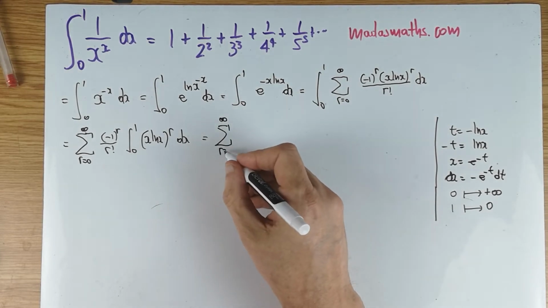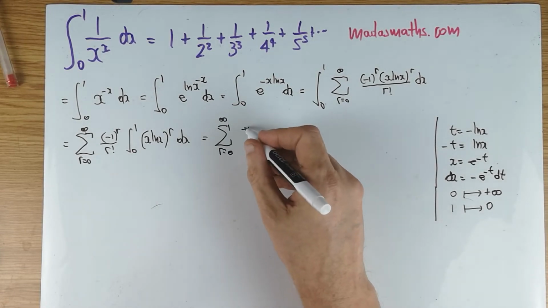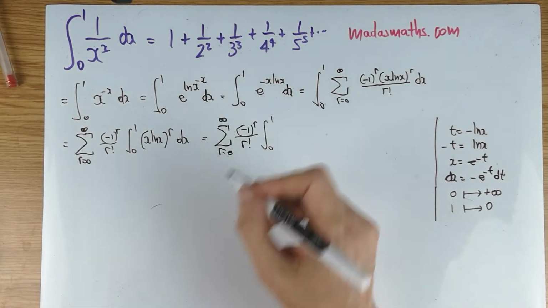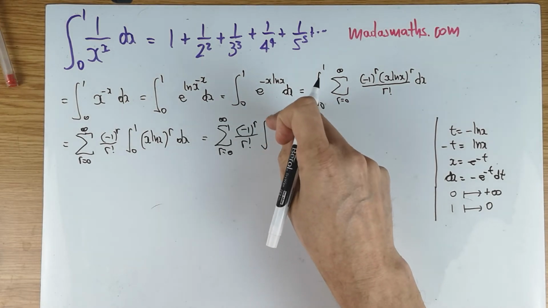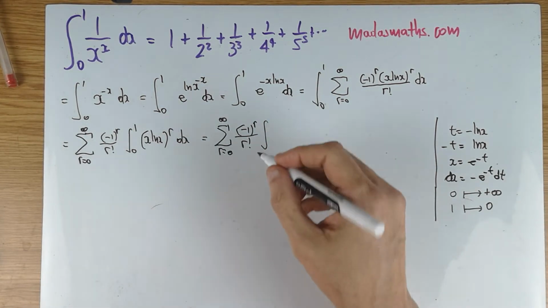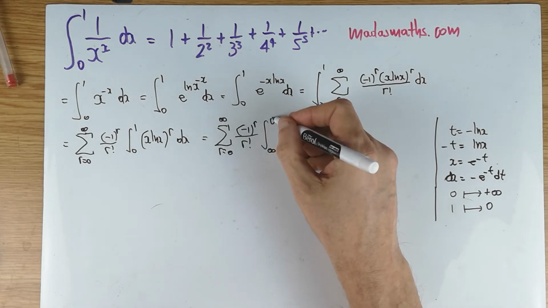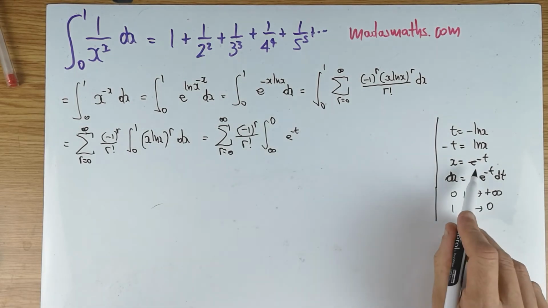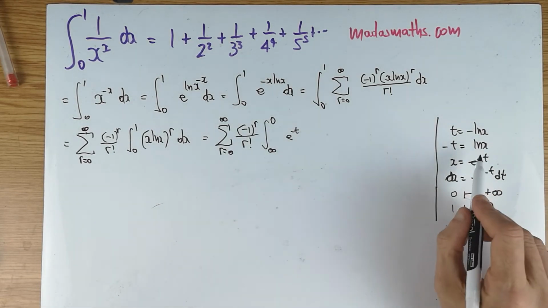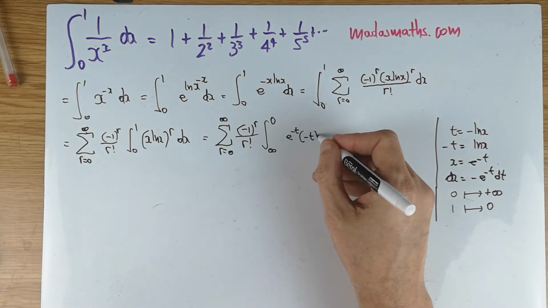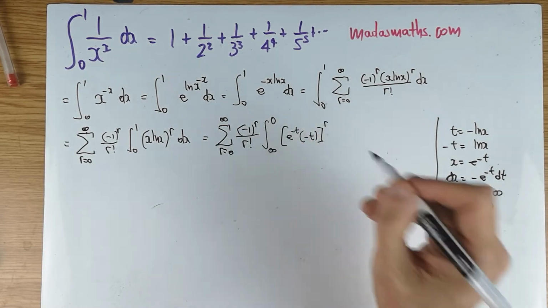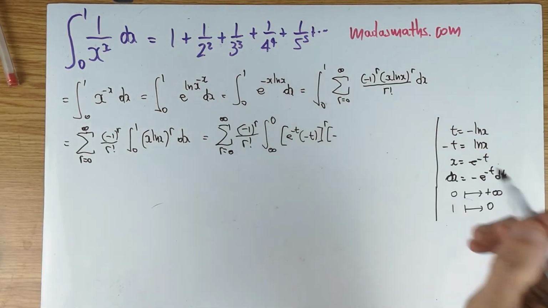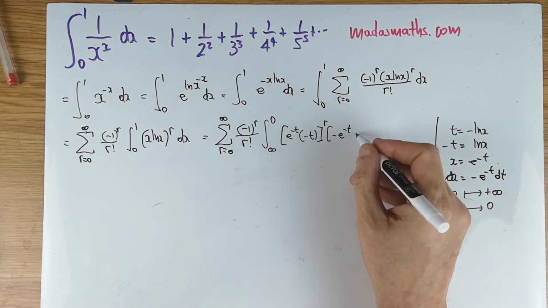This is just being copied: r factorial, and then the integral. The 0 goes to infinity, and this goes to 0. x is e to the minus t from here. Log of x is minus t, and all of this needs to go to the power of r, and the dx is another minus e to the minus t dt.